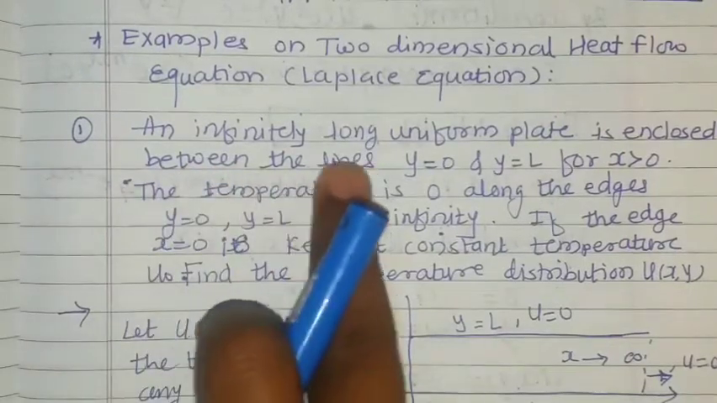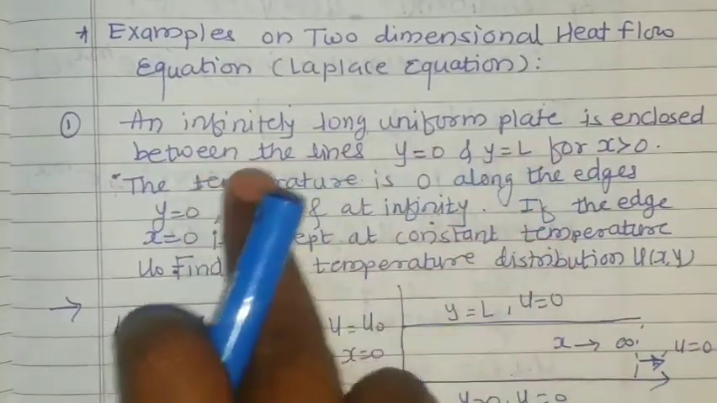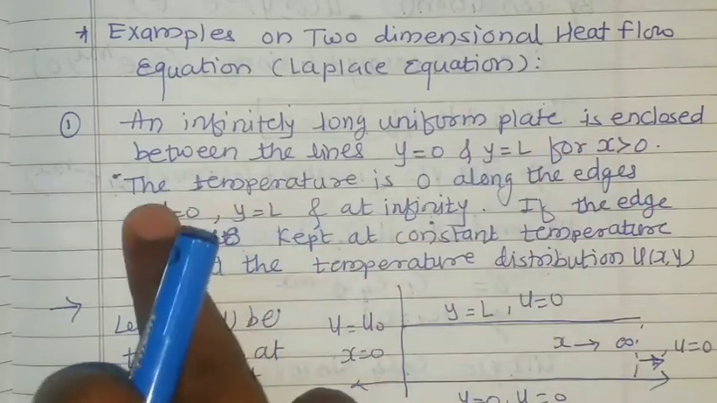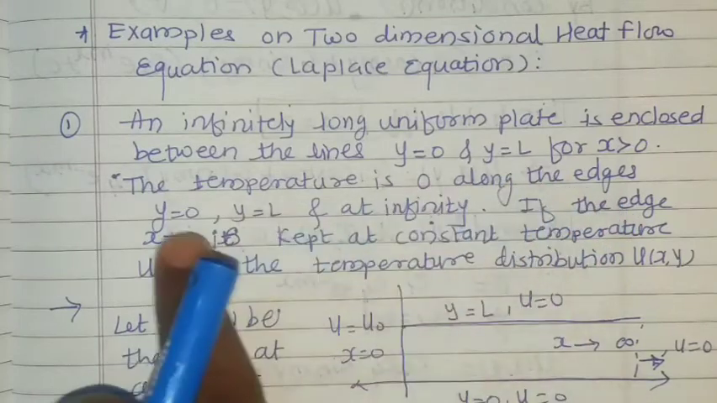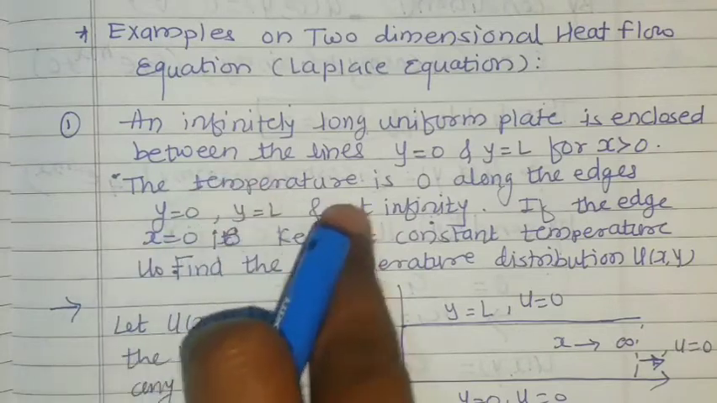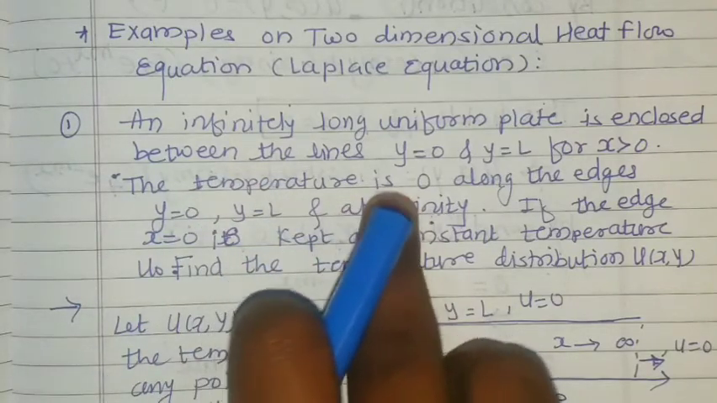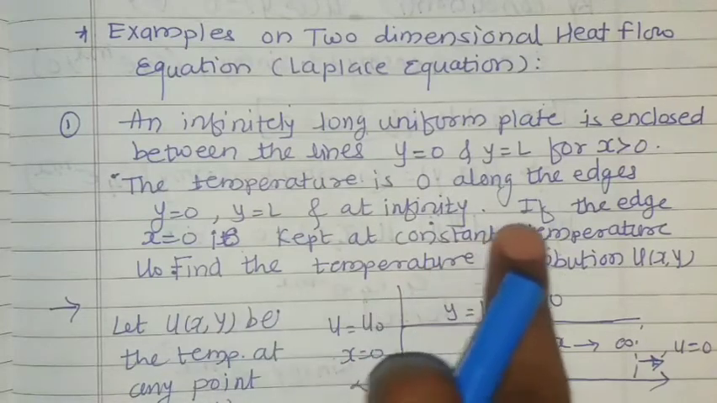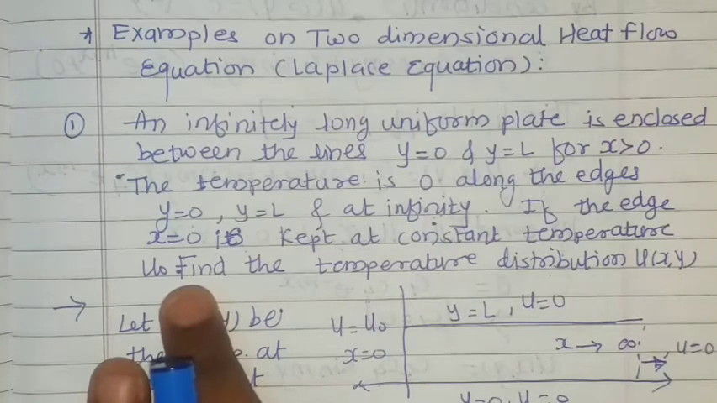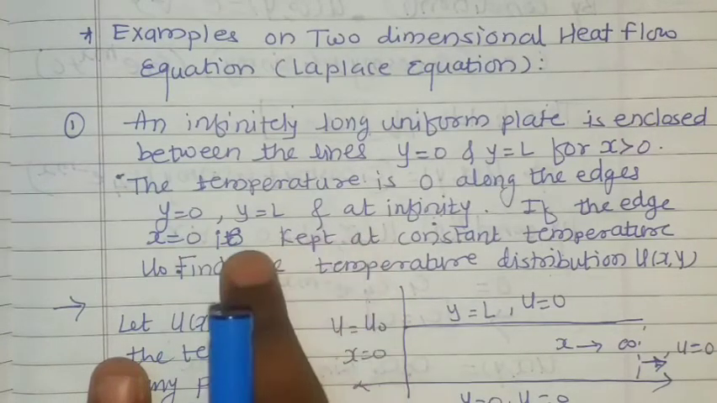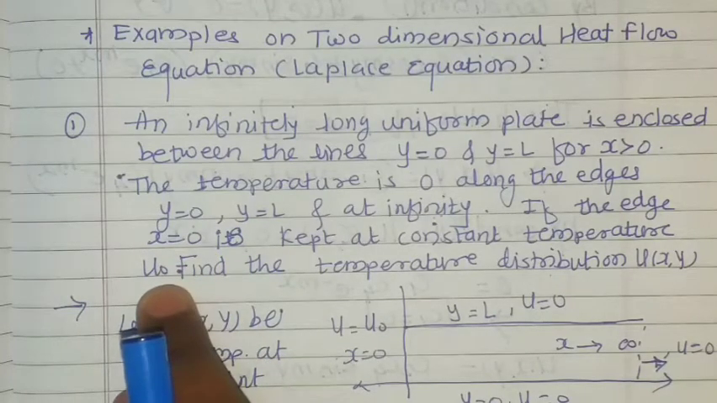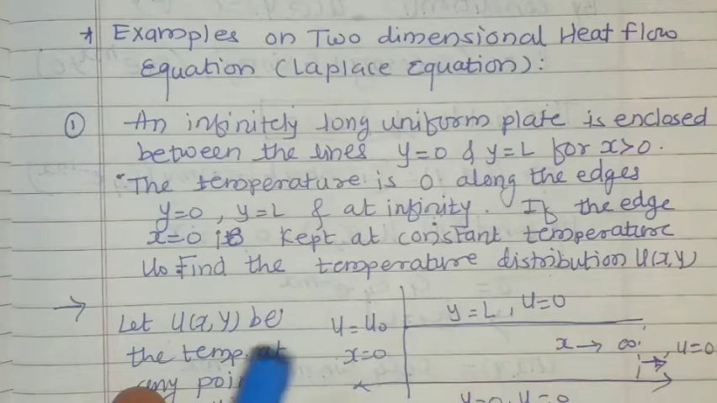Example: an infinitely long uniform plate is enclosed between the lines y equal to 0 and y equal to L, for x greater than 0. The temperature is 0 along the edges y equal to 0, y equal to L and at infinity. So at three edges the temperature is 0, that is given. Those are nothing but the boundary conditions. If the edge x equal to 0 is kept at constant temperature u0, out of the 4 edges, find the temperature distribution u of x comma y.